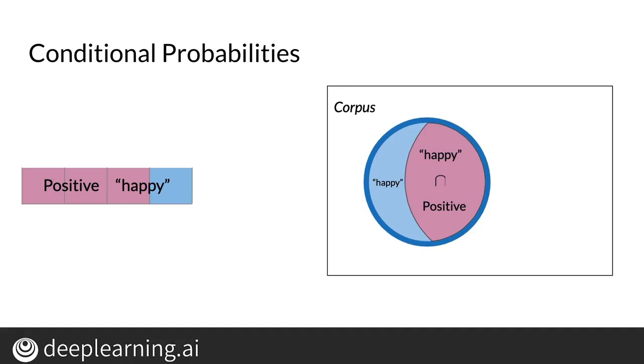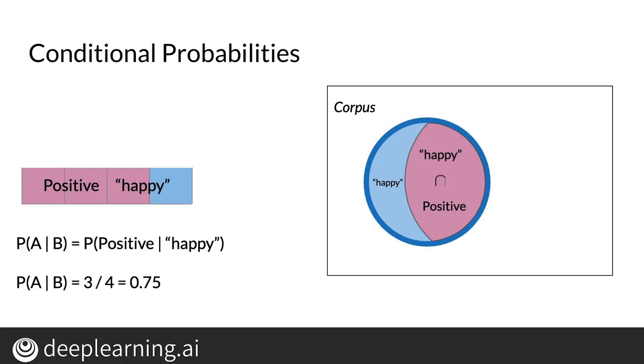Now think about what happens if, instead of the entire corpus, you only consider tweets that contain the word happy. This is the same as saying, given that a tweet contains the word happy. With that, you would be considering only the tweets inside the blue circle, where many of the positive tweets are now excluded. In this case, the probability that a tweet is positive, given that it contains the word happy, simply becomes the number of tweets that are positive and also contain the word happy, and we divide that by the number that contain the word happy.